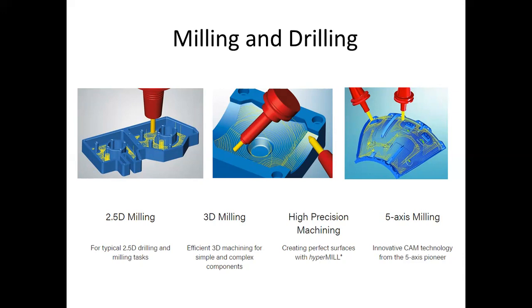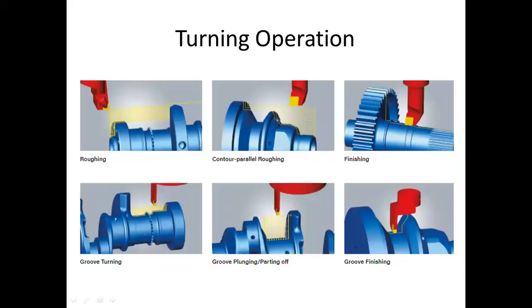And then we can make simulations for turning operations using HyperMill. We can run a roughing operation, and several turning operations like finishing, grooving, and so on. We can do several operations using HyperMill that help us to make a real simulation of the machining operation before going to the CNC machines.